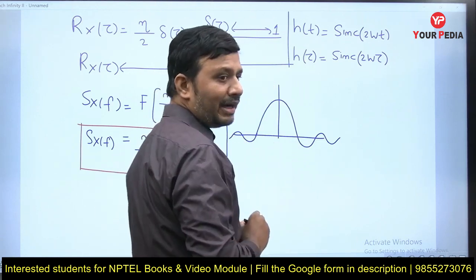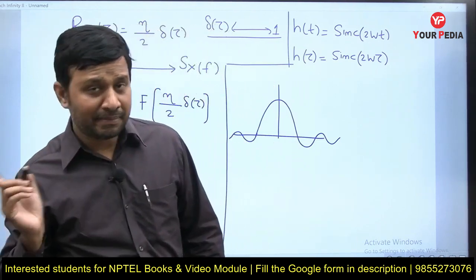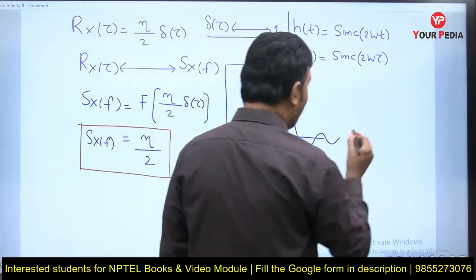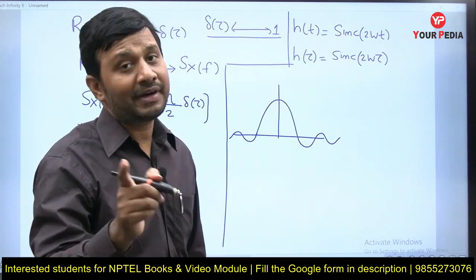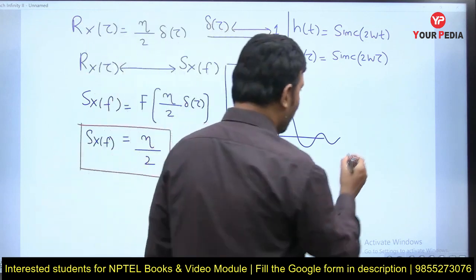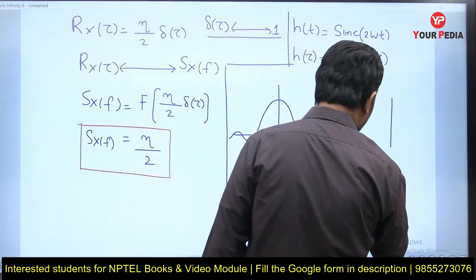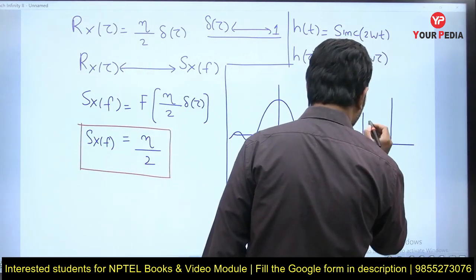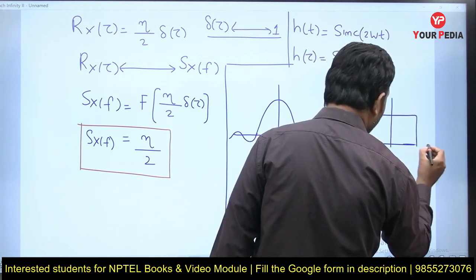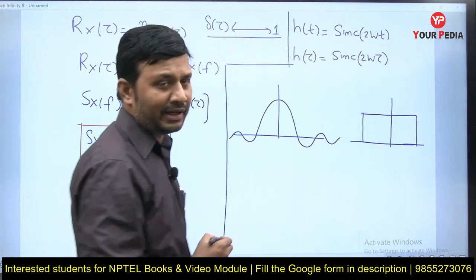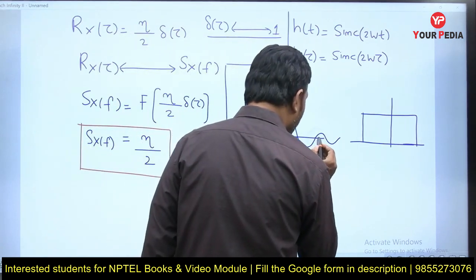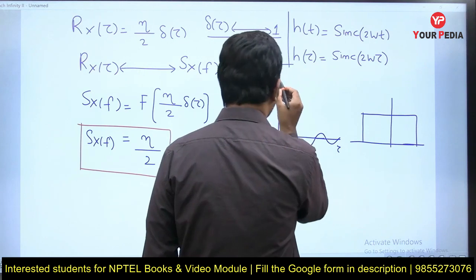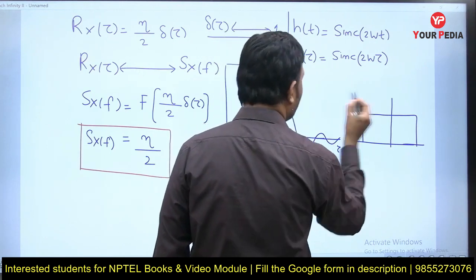Unlimited in time means existing from minus infinity to plus infinity. And remember, in frequency domain, if a signal is unlimited in time, definitely it must be limited in frequency. And the Fourier transform of sinc will be a rectangular pulse. Right? Now, if I call this tau, this is my h of tau. This will be h of f.